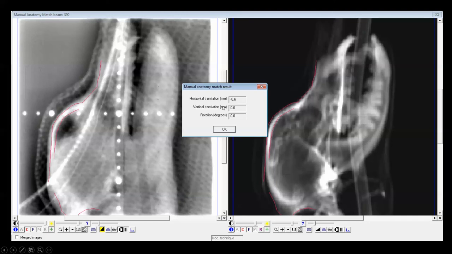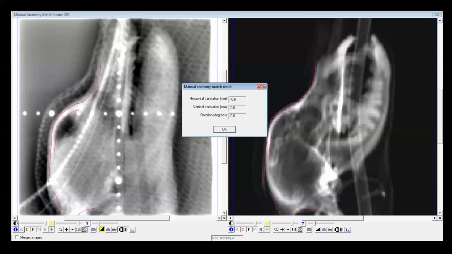And for this particular image, we're right on from a vertical translation, and we're right on from a rotational translation, and it's telling us that we need a shift horizontally of 0.6 millimeters. 0.6 millimeters is about 2/100ths of an inch, which is about the equivalent of 2 pixels on your monitor if you've got your monitor set to 100 dpi.